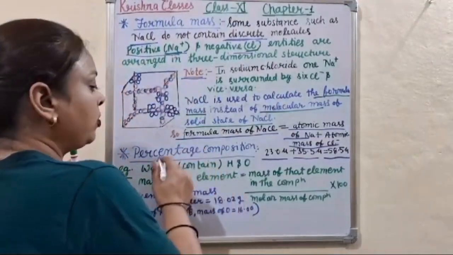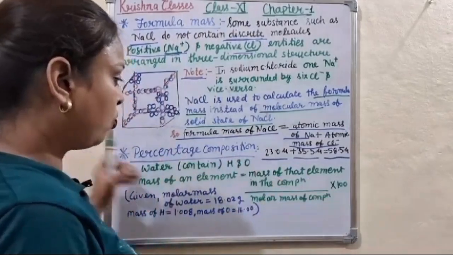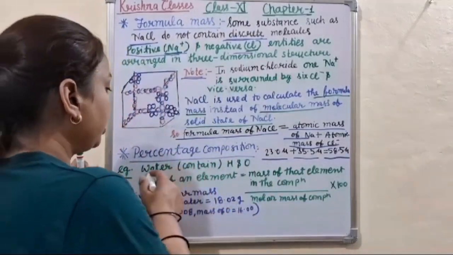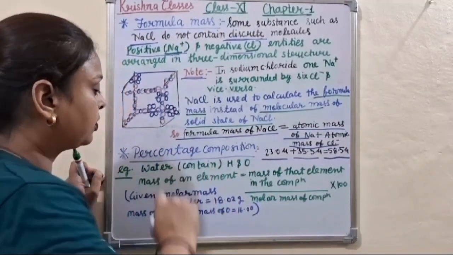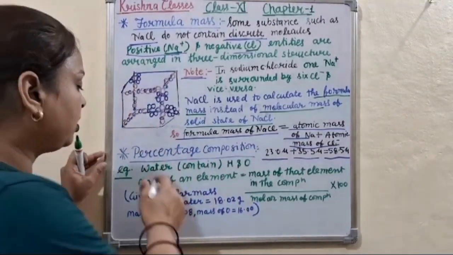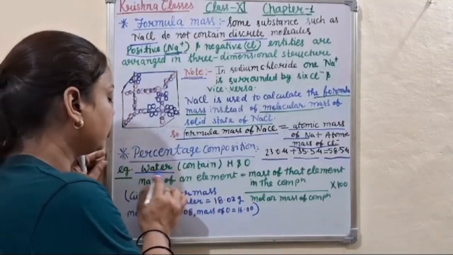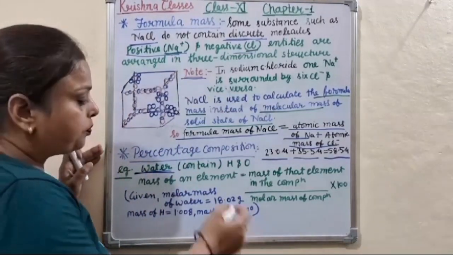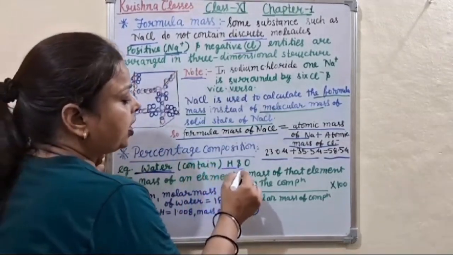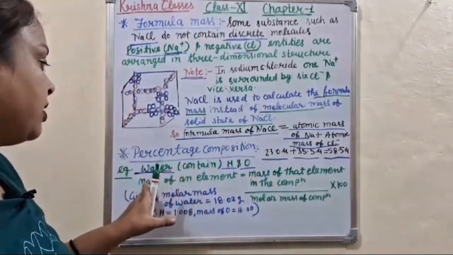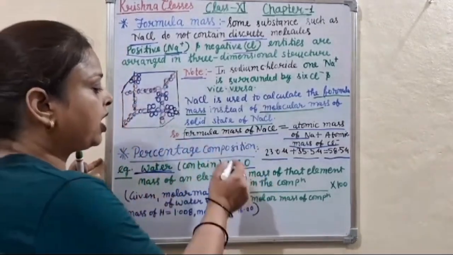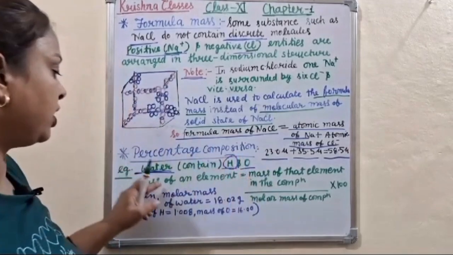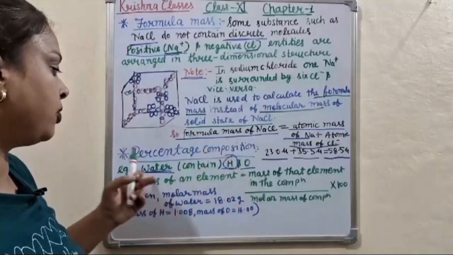Okay, now come to the percentage composition. What is the percentage composition? Let's discuss with an example. Here the example given is water. Water contains what type of atoms? Hydrogen and oxygen. So let's start with the mass of an element, hydrogen. Suppose we calculate the mass of hydrogen, then what happens?